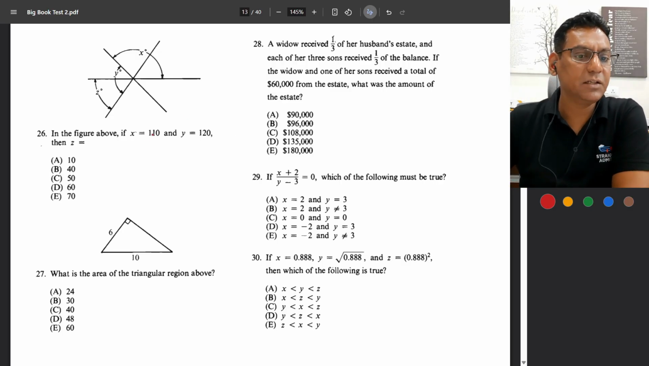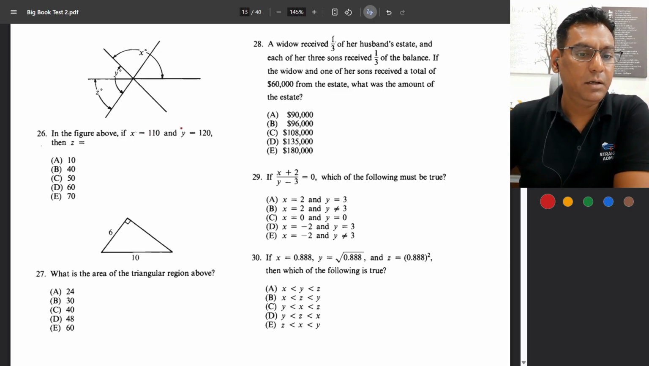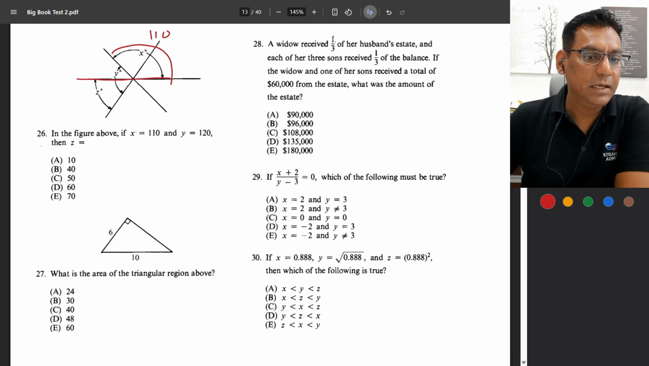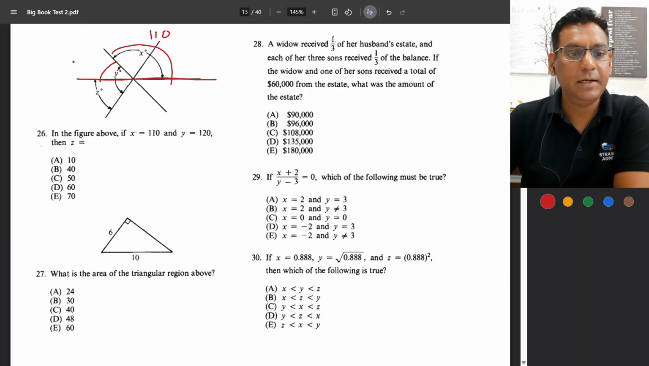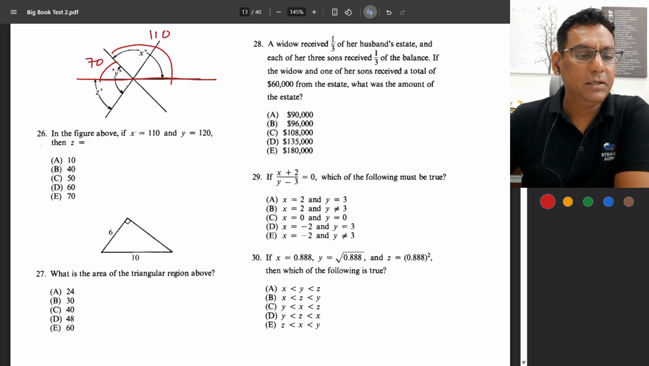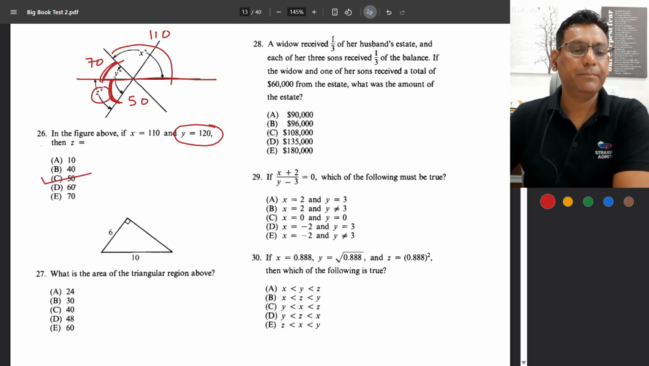In the figure above, x is equal to 110 degrees, and y is equal to 120. If x is equal to 110, that means with respect to this line, this guy is going to be 180 minus 110, so that's going to be 70. But this 70 plus something is y. So 70 plus something is 120. That means this thing has to be 50. Which is what they are asking. Z. What is Z? Z is equal to 50.